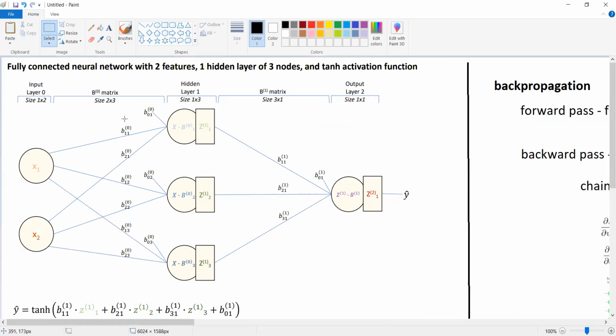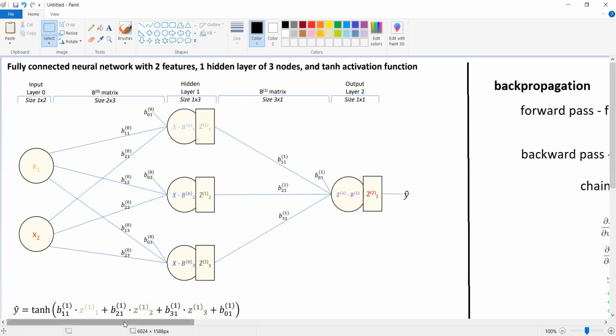The derivative, let's say we want to update B11 from layer 0, from matrix 0, the B0 matrix, okay? So the derivative of the loss function in regards to B11 will be equal to the derivative of the loss function in regards to y hat, times the derivative in regards to this term, times the derivative in regards to this term, times the derivative in regards to this term, and then times the derivative of this function in regards to this term.